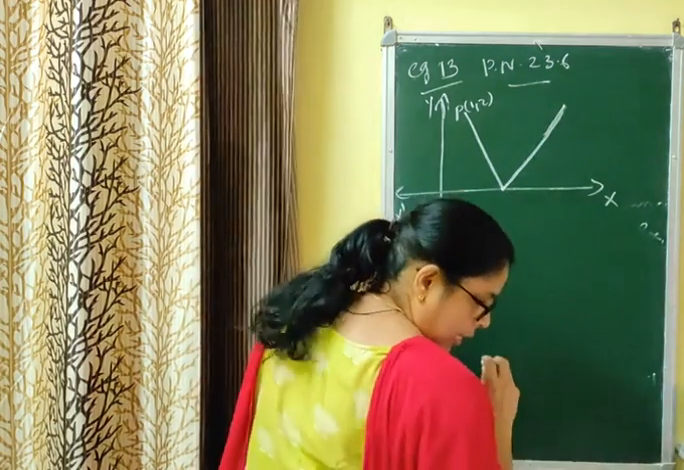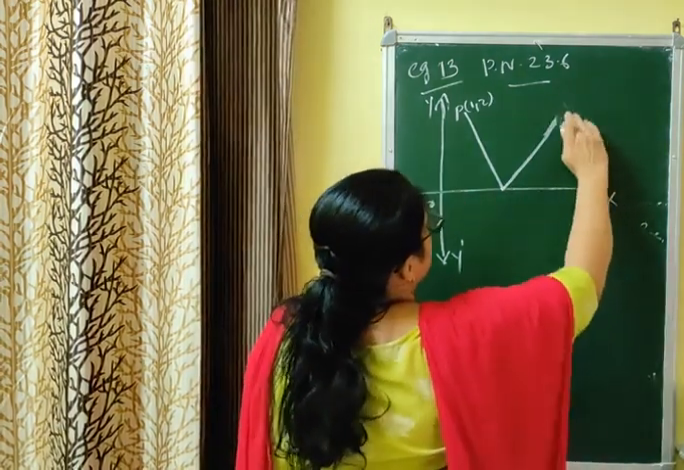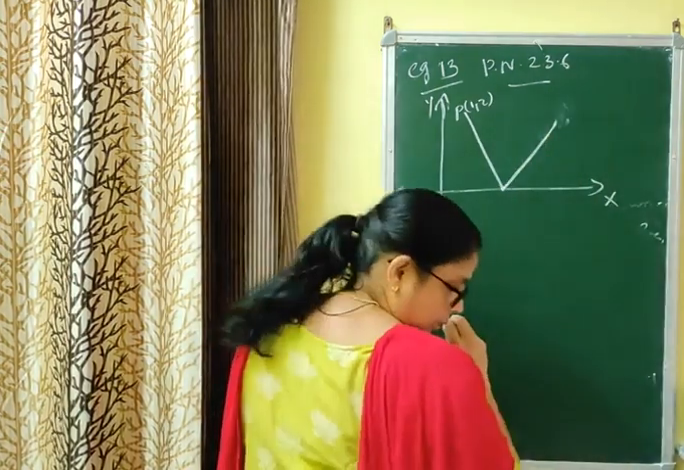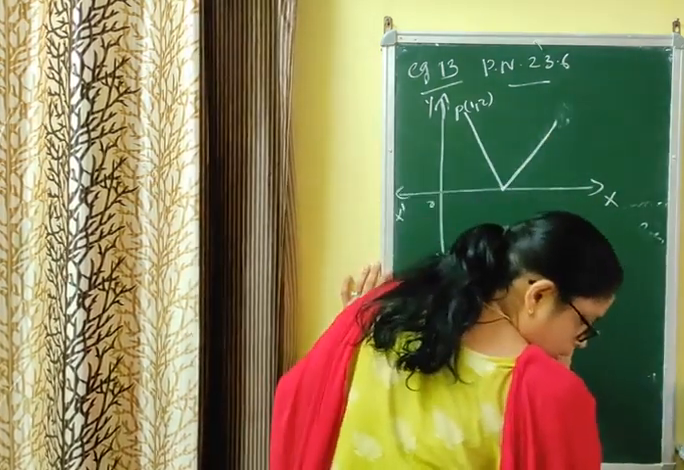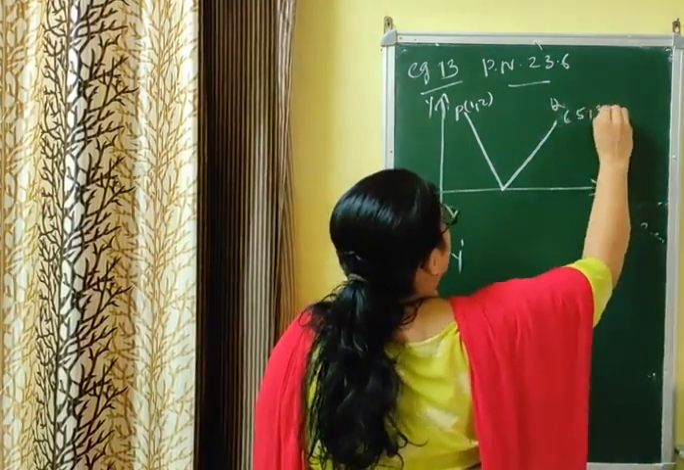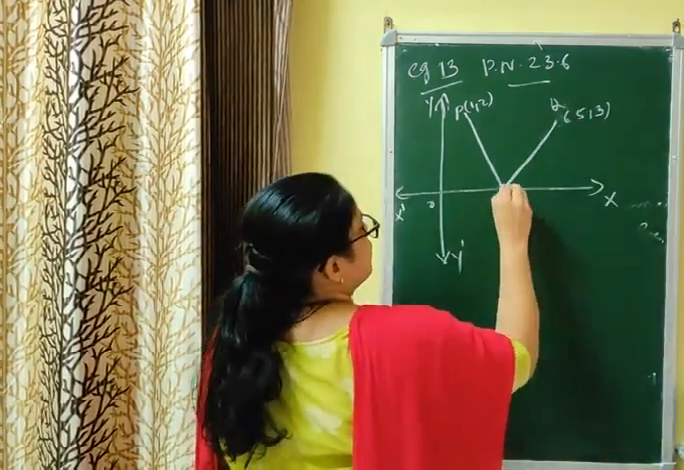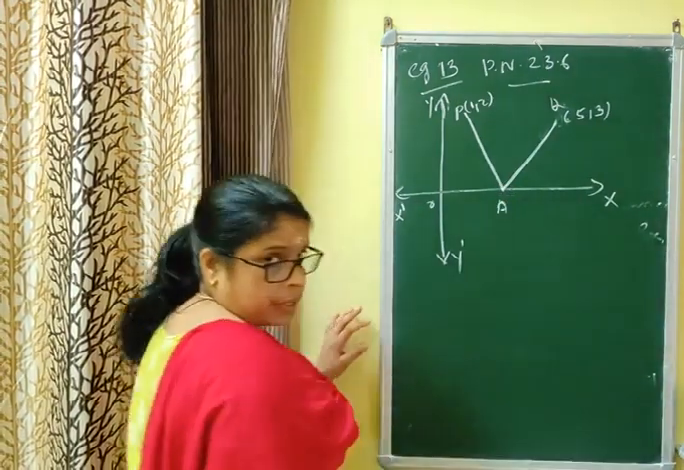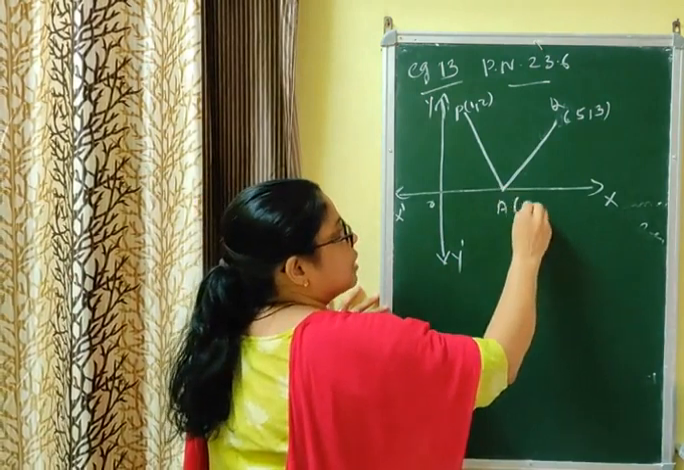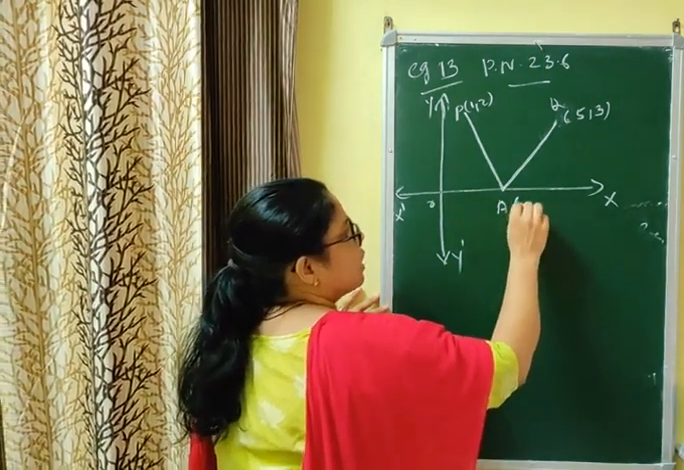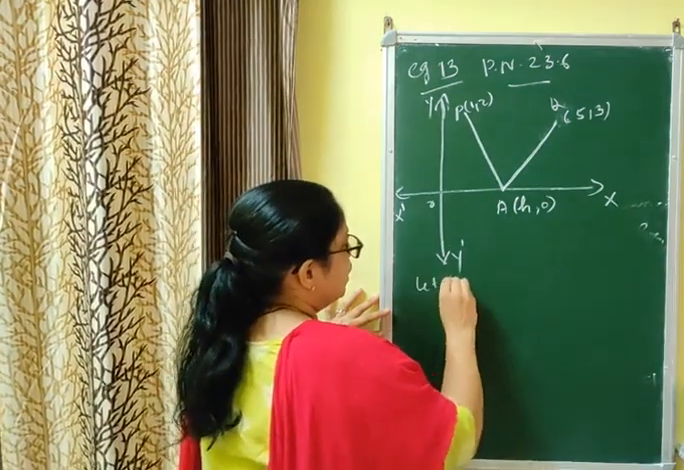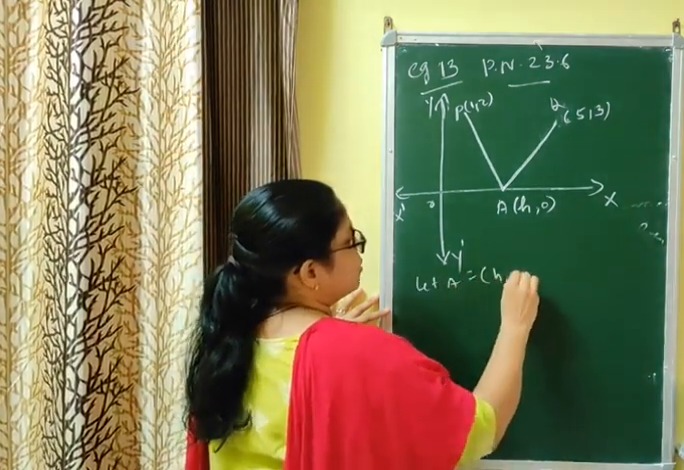And the reflected ray is passing through the point. पूरा भी बना सकते, थोड़ा कम भी कर सकते हैं as we wish. Passing through the point. Let me check the point. 5, 3. You are asked to find this point. Let us assume this point as A. Since A is a point on x-axis, its y coordinate is 0. For convenience, I am taking the coordinate of A as h, 0. Let A is equal to h, 0.